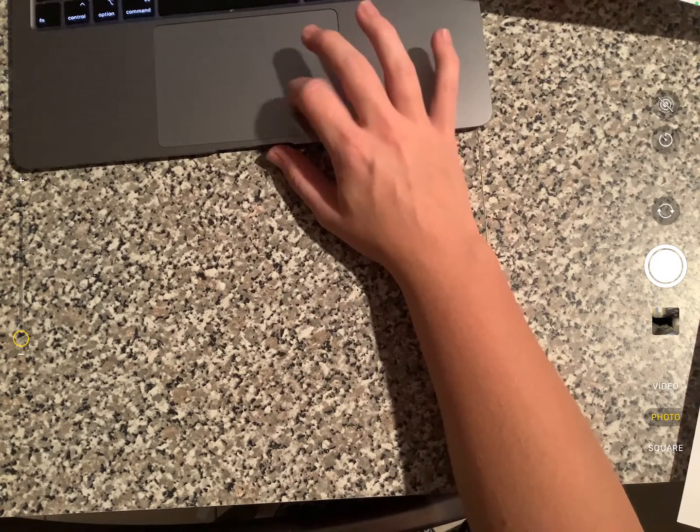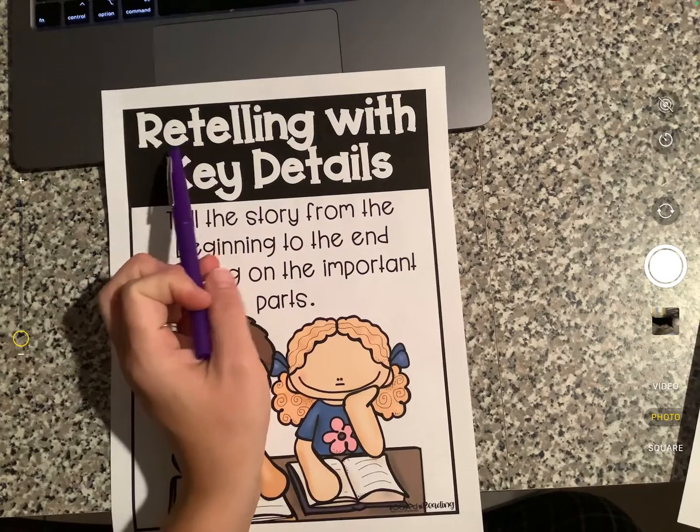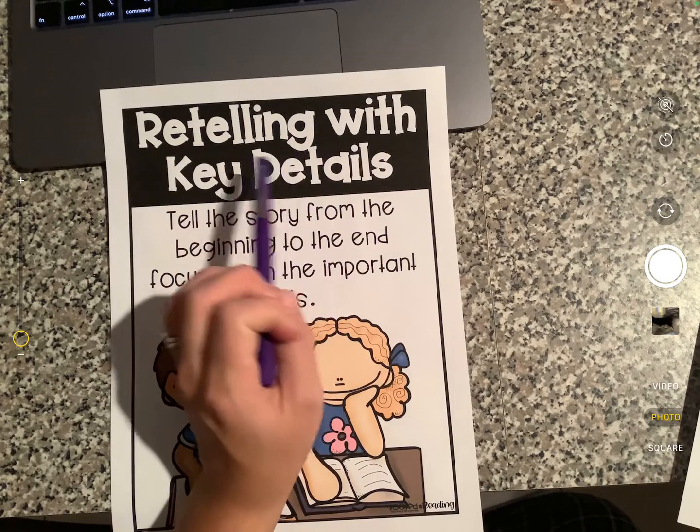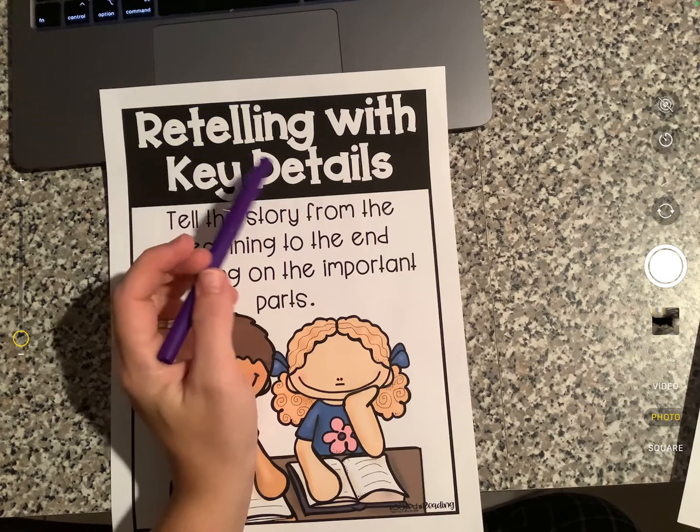Hello, everybody. Okay, we are going to talk about retelling with details. So, yesterday we talked about what key details are. We know that they're characters, the setting, and the events in a story. Today we're going to talk more about retelling with those key details. So, retelling just means telling the story again.